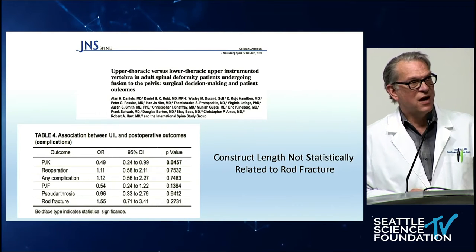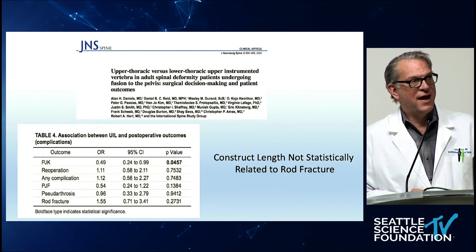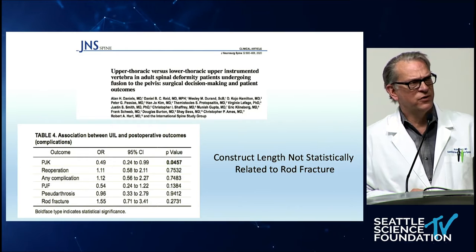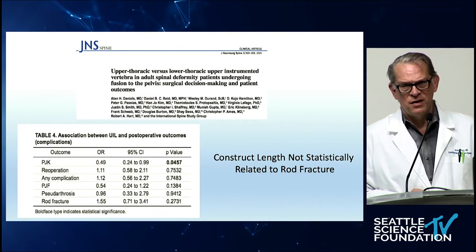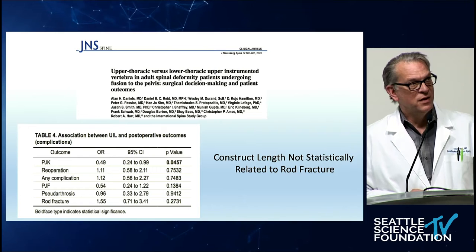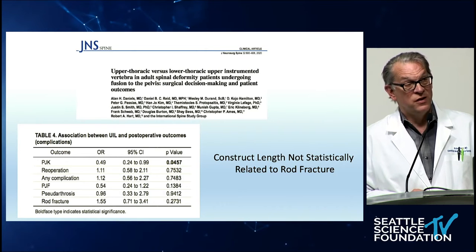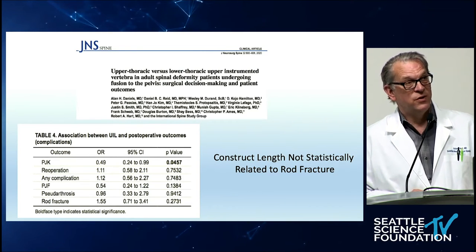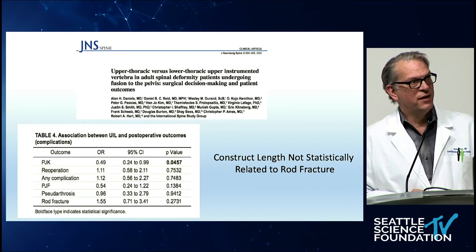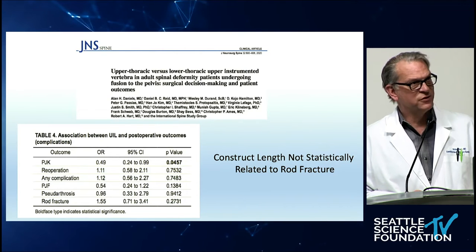It turns out that construct length is not that strongly related, and I think the issue here, these are all probably comparing two groups, the thoraco-lumbar upper end point and an upper thoracic end point, and really I think the message there is we don't see rod fracture in thoracic spine much. It's mainly a problem of the lumbar spine, and both of those constructs, even though they have different upper end points, include fusion all the way to pelvis.